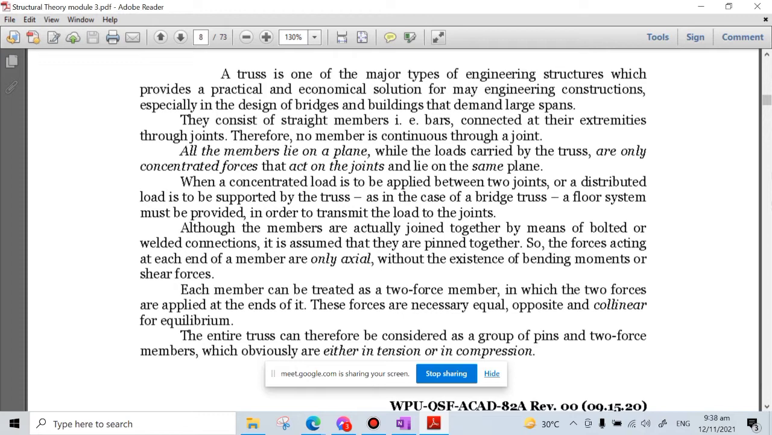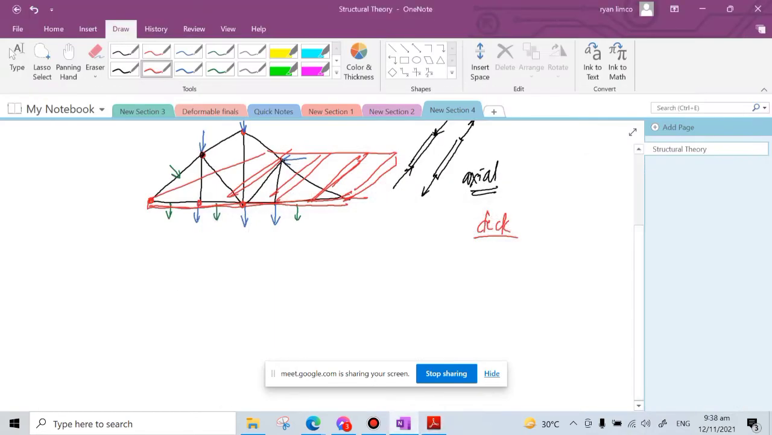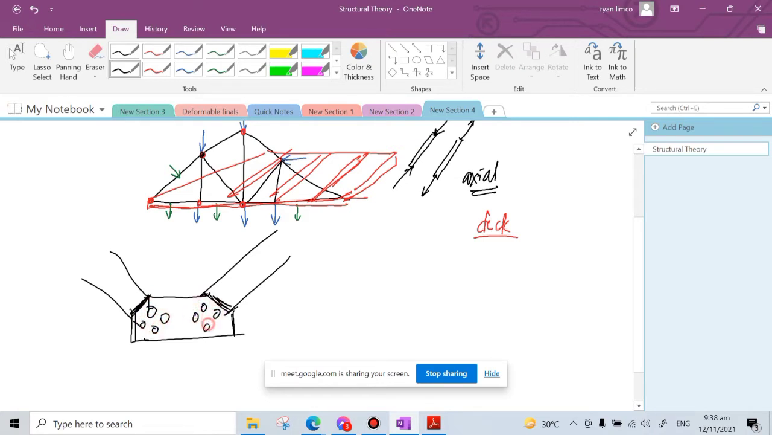Although the members are actually joined together by means of bolted or welded connection, it is assumed that they are pinned together. No, so for the trusses, sa steel or sa timber, may bolted din naman sa timber. And sa steel, no? Sa perse, ito yung gusset plate. And ito yung isang member ng truss. So, although kahit welded ito, or kahit ito ay bolted connection, no? Ang consideration natin dito, steel, no? Pin pa rin siya. Hindi natin siya i-consider na fixed. Kasi usually, kapag welded, fixed, no? So, ang assumption natin dito, always, pin pa din.